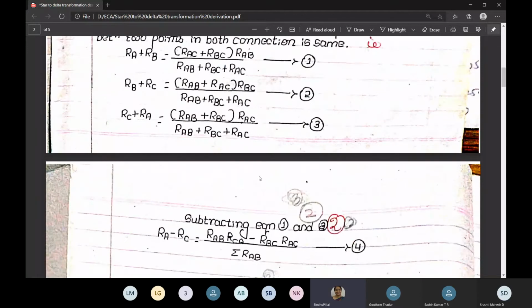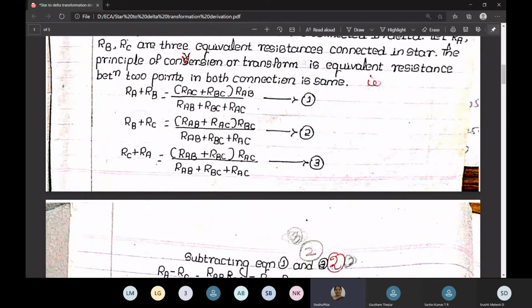After that, what we have to do? Subtracting equation 1 and 2. Okay, 1 and 2 equations are subtracted. So when we subtract equation 1 and equation 2, which is common here? Here we have RB as common. So both RB will get cancelled.